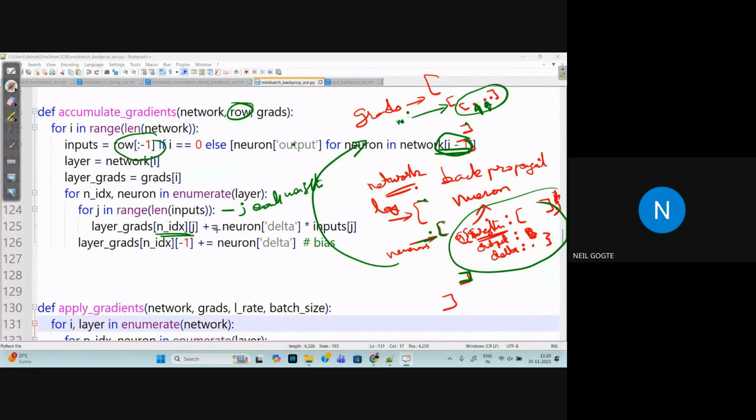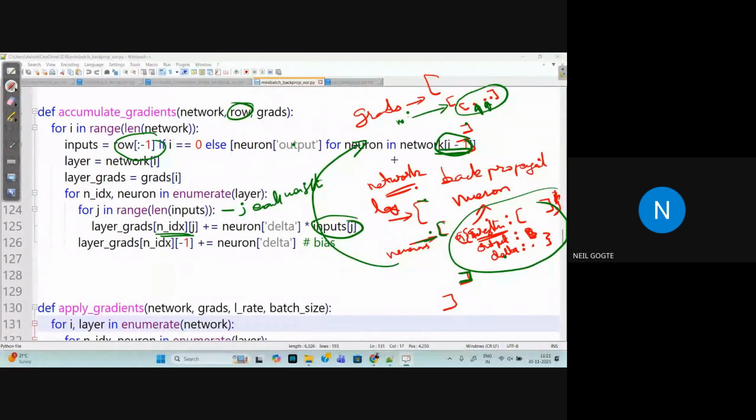So we are accumulating the gradient. How are we accumulating the gradient? We are taking the delta and multiplying it by that neuron's input. This is the neuron's input, which is connecting an input to that layer. See, the inputs are coming in this way. If you multiply the delta of a particular neuron with its input, you know what is the gradient which has to be applied.